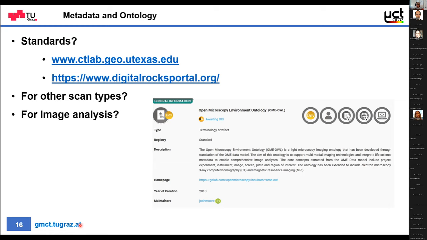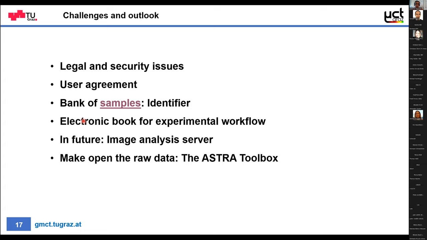As I mentioned before, it's also necessary to think about the future, on how we can create the ontologies or metadata related to the analysis that we are going to do on the volumes produced by our laboratory. There are a lot of challenges and things that I have to take care of in the future.